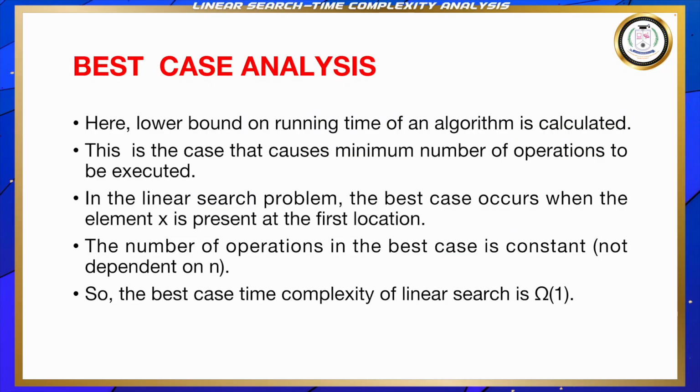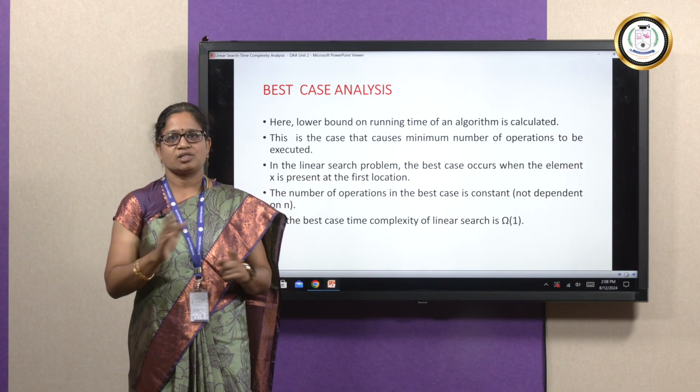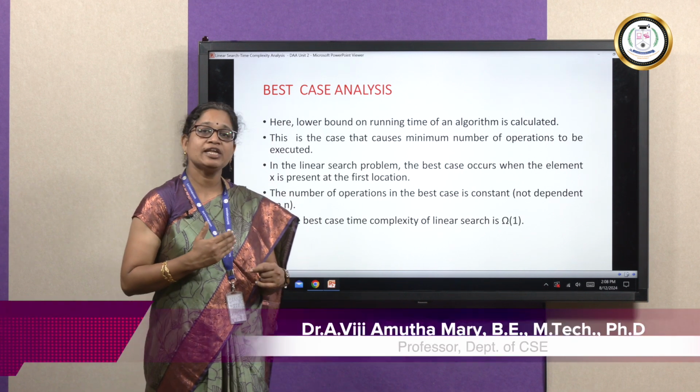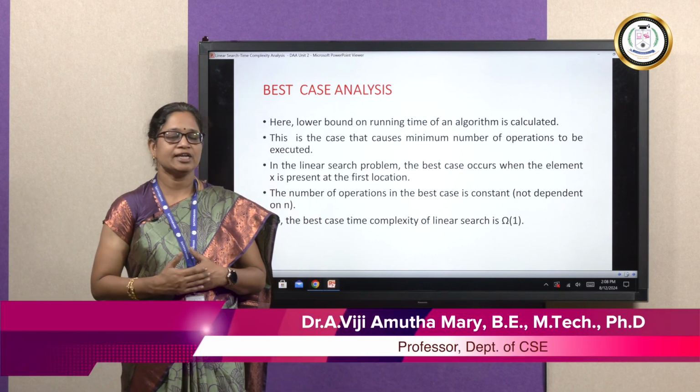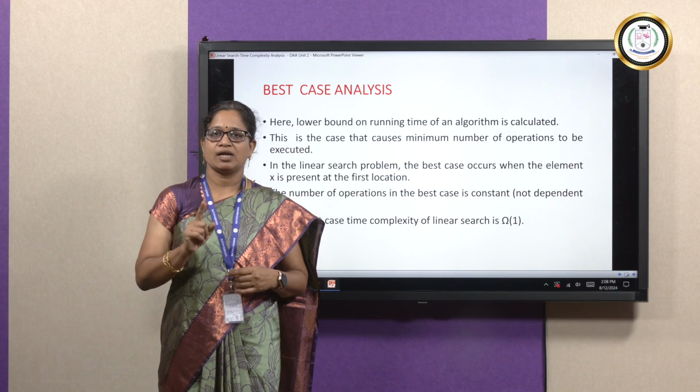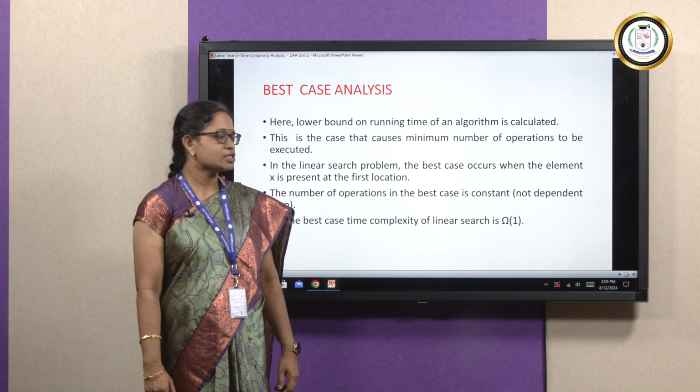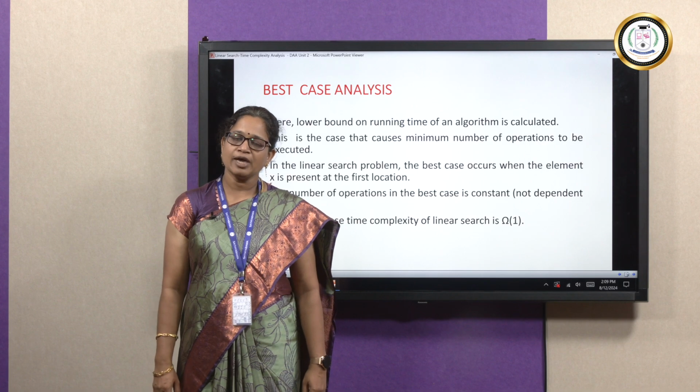So the number of operations in the best case is constant. It is not dependent on n because you compare the very first element in the array with the element x and it matches. So that is the best case. So the best case time complexity of linear search is given by omega of 1. It is a constant time complexity. Here you compare only one element in the array and that matches. The best case is denoted by omega. So the best case time complexity of linear search algorithm is big omega of 1.